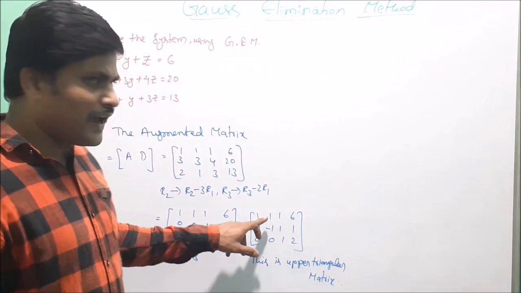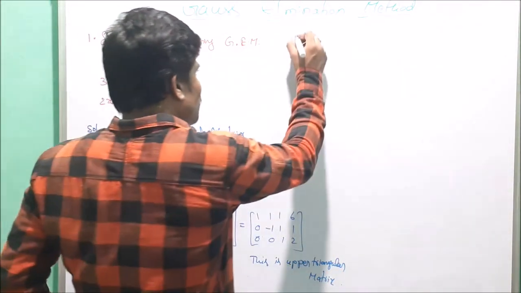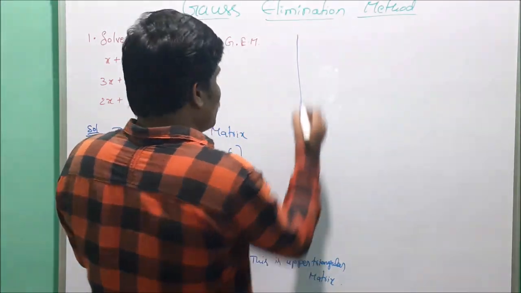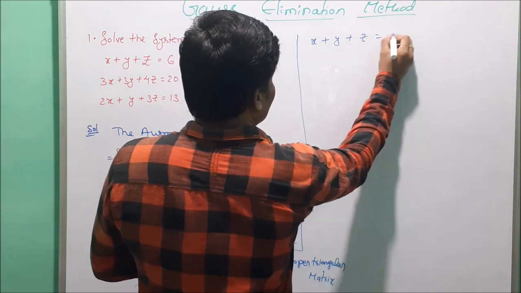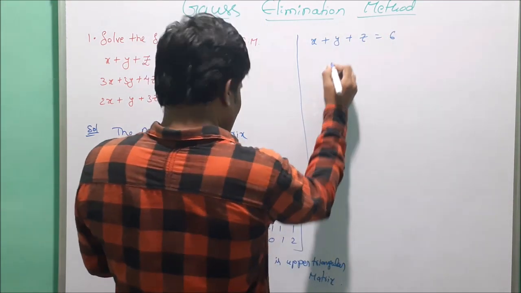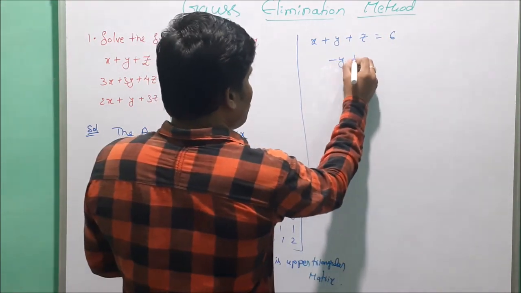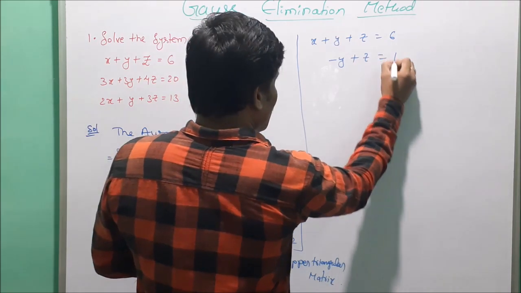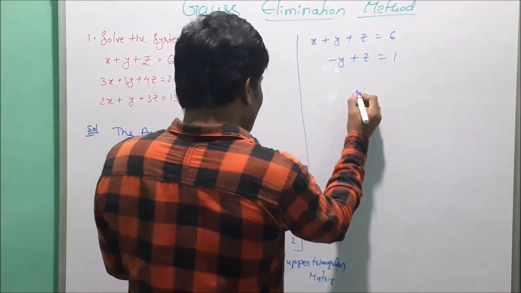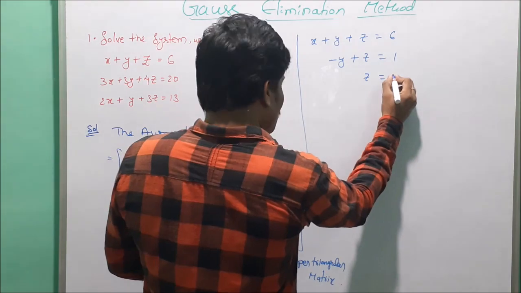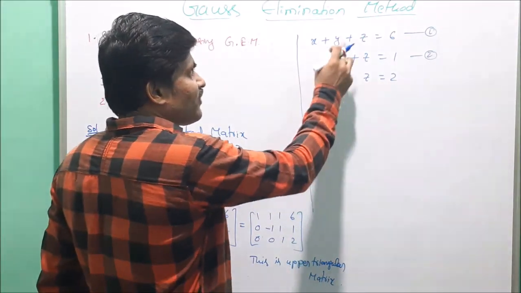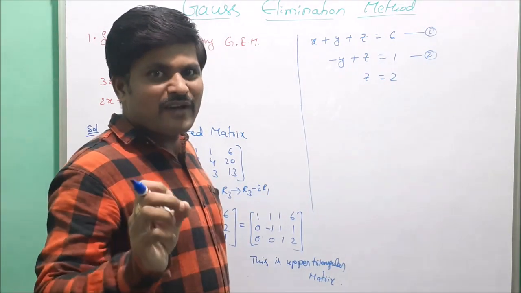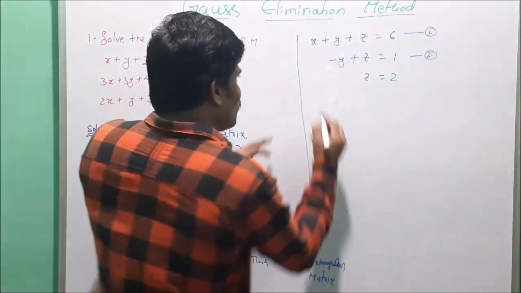So here we write the equations. The first equation is x plus y plus z equals 6. The second equation is minus y plus z equals 1. Similarly, the third one is z equals 2. Now solve these equations to find x, y, z using the backward substitution method.